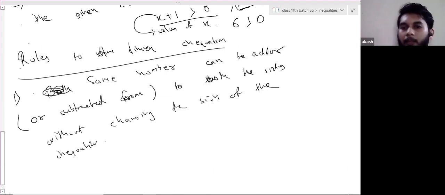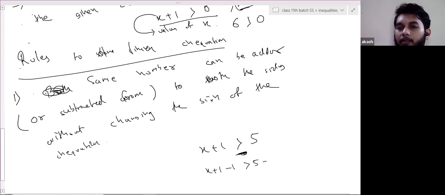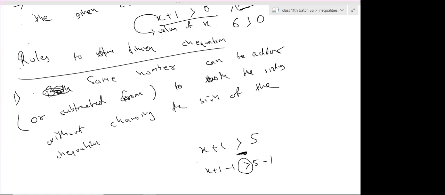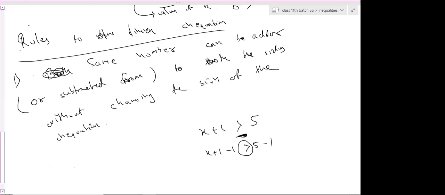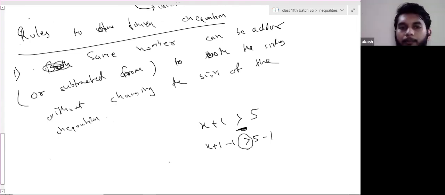What does this mean? This means if you have x plus 1 greater than 5, then you can add or subtract 1 or 5 from both sides, and you don't have to change the sign of inequality. All right, Fahad, what I can do, x plus 1 minus 1 is greater than 5 minus 1. If I'm adding or subtracting any number, then I don't have to change the sign of this inequation. Is this clear, Fahad? Yes. All right. Please note it down.